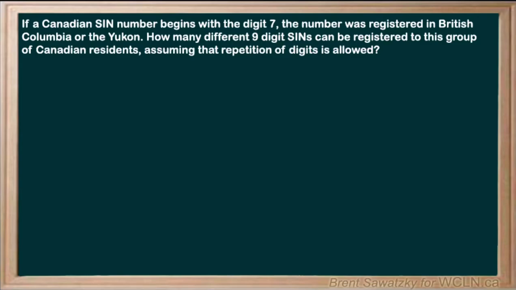This question, we're looking at Canadian SIN numbers, or social insurance numbers. Once you end up getting a job, you're going to have a social insurance number. In this particular situation, we're looking at the SIN numbers, and for this particular area, it looks as though they all start with 7. So what we're looking at is how many different SIN numbers could be registered in this situation.